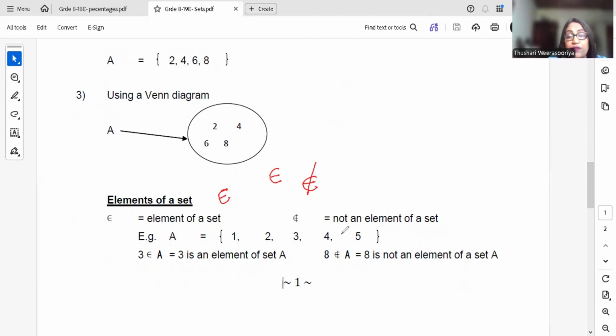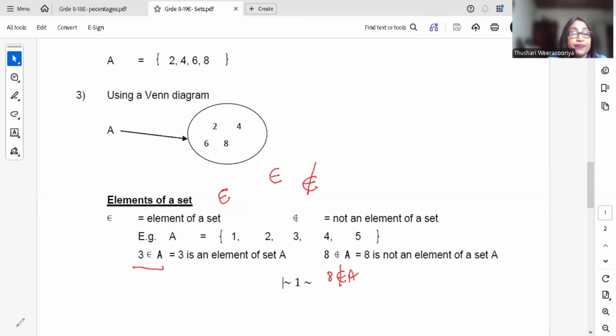Okay, look at the example. Set A, 1, 2, 3, 4, 5 are elements. I can write 3 is an element of A. This is the symbolic form. How do you write in word form? 3 is an element of set A. And 8 is not an element of A. The symbol is cut like this. That is, 8 is not an element of set A.